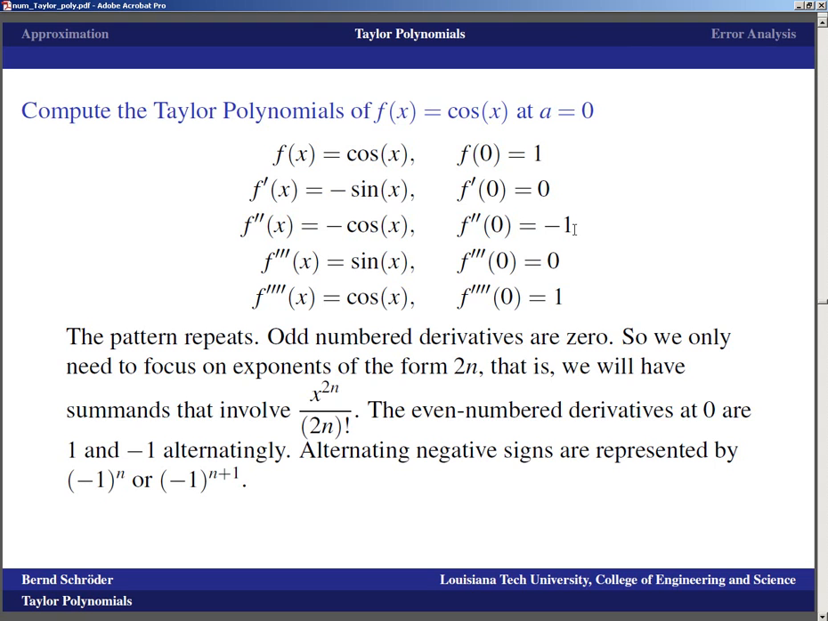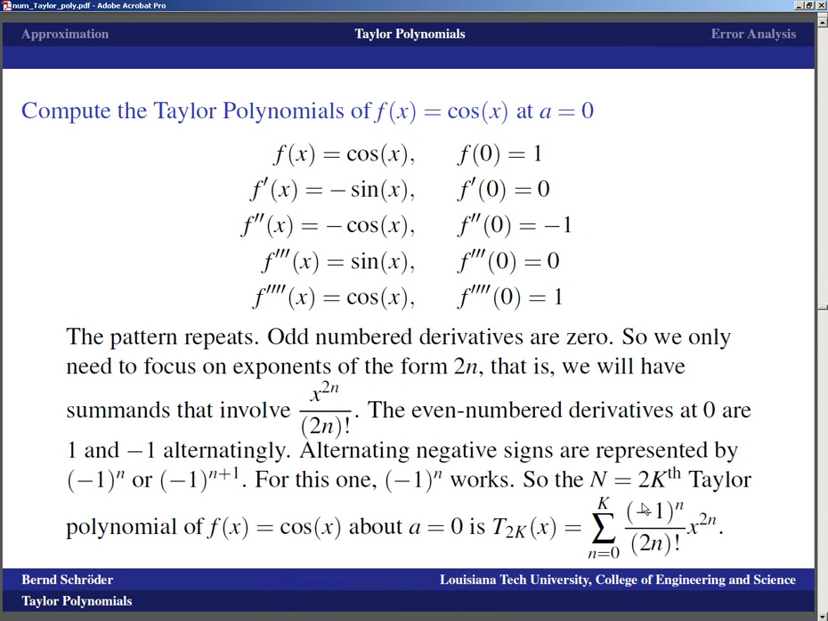For n equals 1, we get -1, so we need (-1)^n, because for n equals 0 it gives us 1, and for n equals 1 it gives us -1. So for this one, (-1)^n works. And so that means n equals 2k. So we're looking at an even order, the 2kth Taylor polynomial of the cosine function about a equals 0 is T_2k of x, the sum from n equals 0 to k of the 2nth derivative divided by (2n) factorial times x to the 2n.